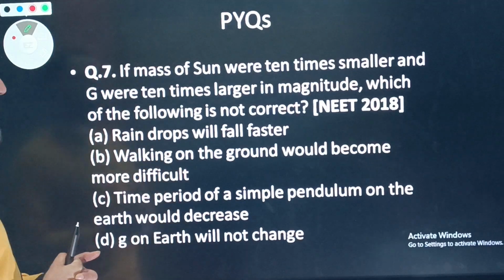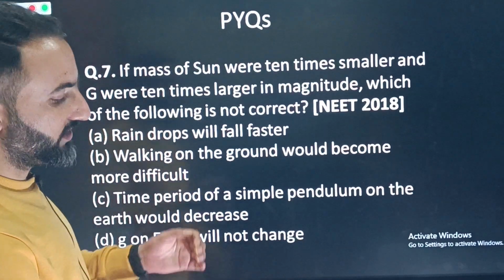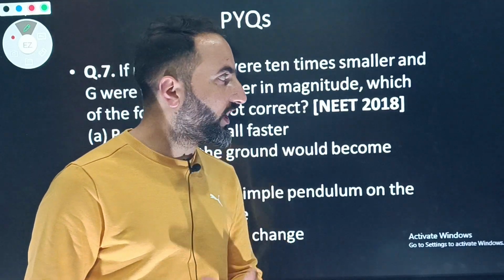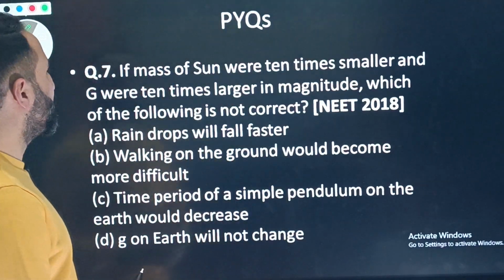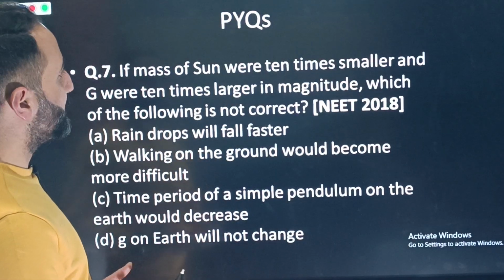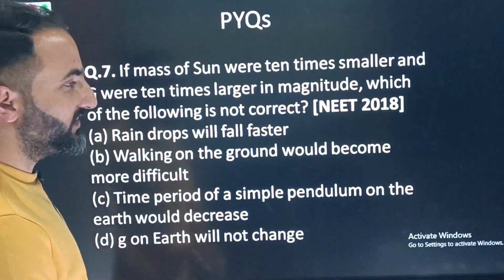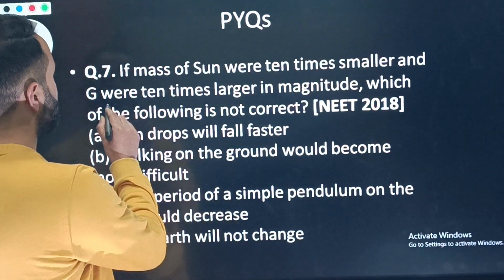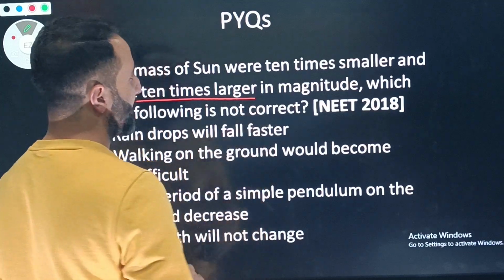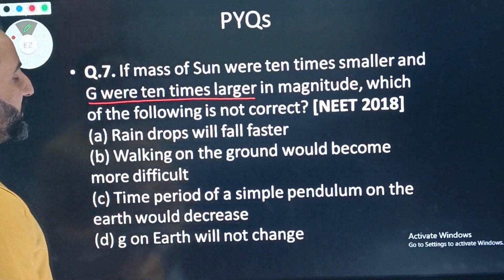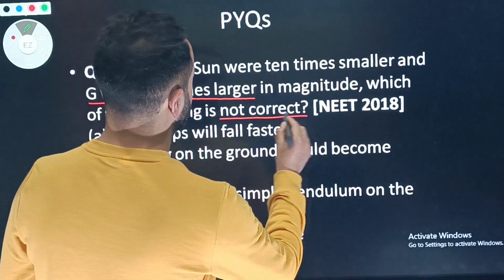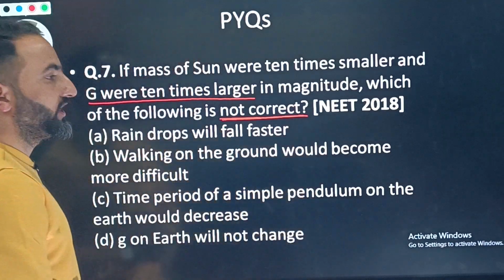If mass of sun were 10 times smaller, number one is that the mass of sun is decreased 10 times. All right. And then G were 10 times larger in magnitude. So G is increased 10 times larger. ठीक है ना बेटा? Which of the following statement is not correct? NEET 2018 question है बेटा.